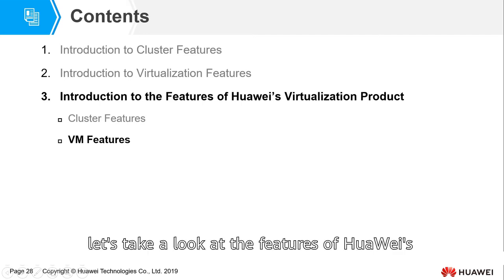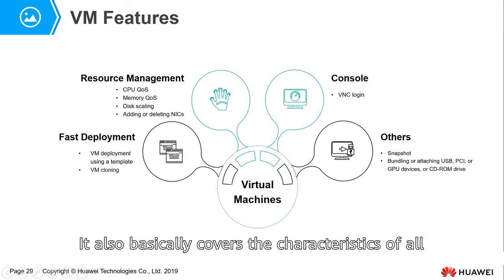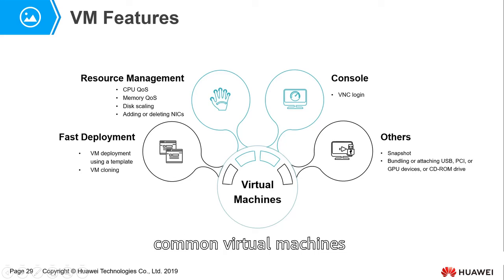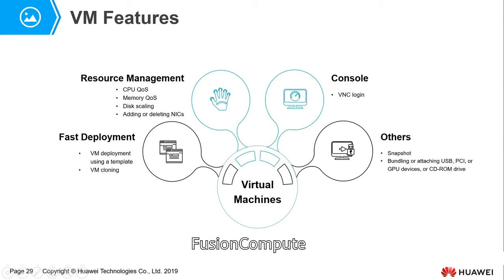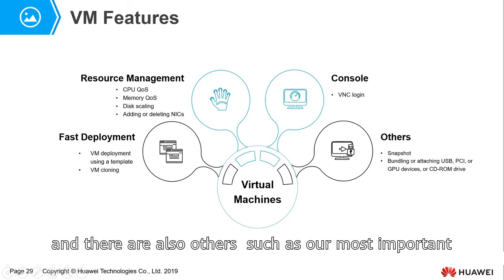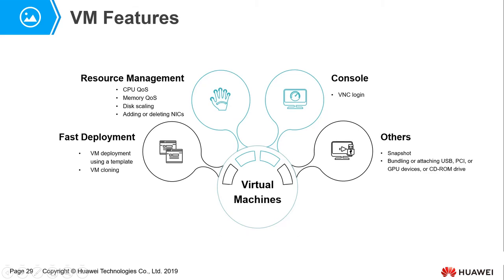Next, let's take a look at the features of Huawei's virtualization products. It basically covers the characteristics of all common virtualization products, such as resource management, faster deployment, and a console. The console supports VNC login, and there are others, such as our most important snapshot, as well as some hardware device bindings.